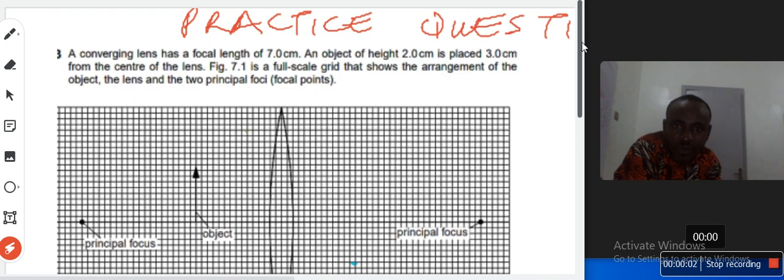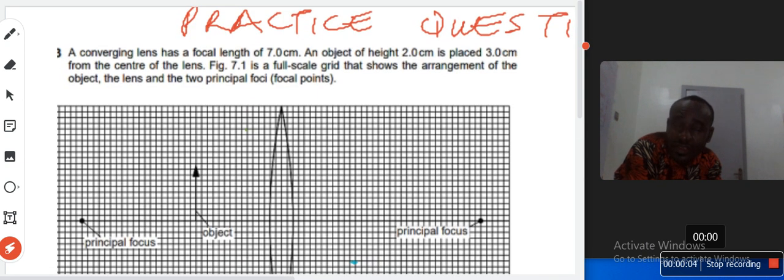Let's see some of these practice questions on lenses, light, waves, refraction, mirrors, and waves generally. This one says a converging lens has a focal length of 7.0 centimeters. An object of height 2.0 centimeters is placed 3.0 centimeters from the center of the lens, and a full-scale grid is shown here, all drawn to scale with the arrangement.